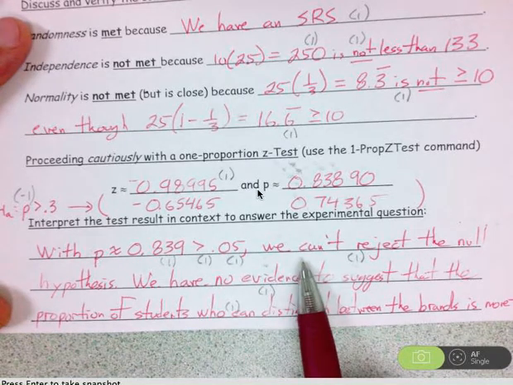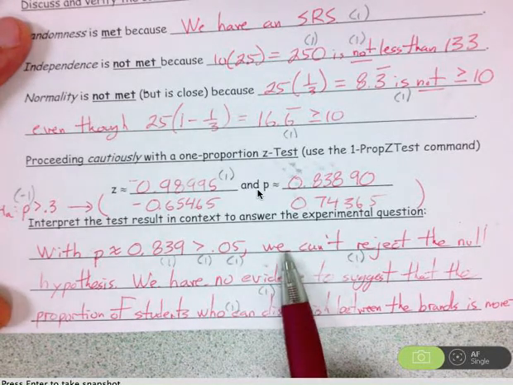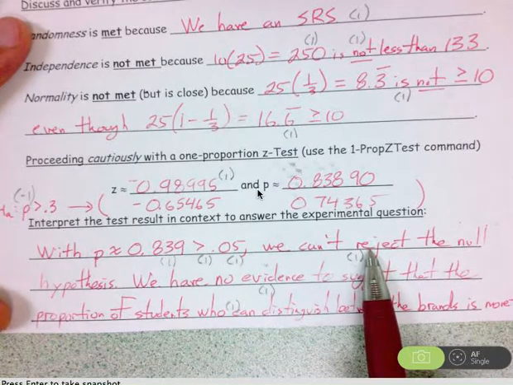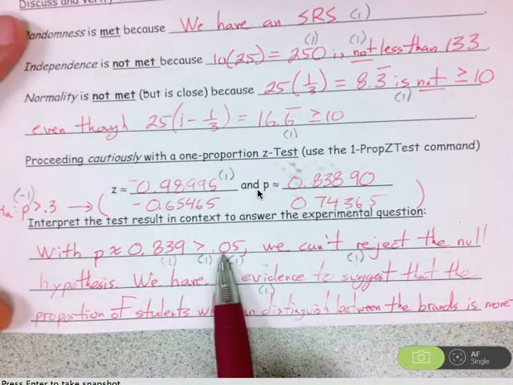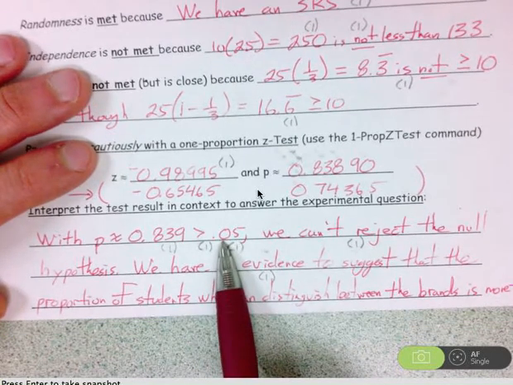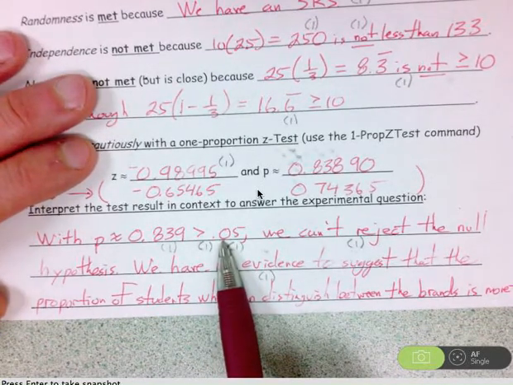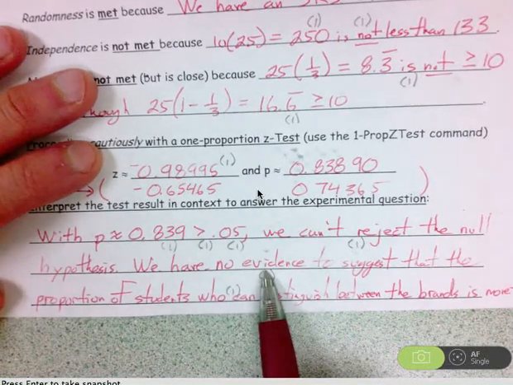Then you must say whether or not we can reject the null hypothesis. We can't reject the null hypothesis. So that's because the p-value is much larger than any reasonable level of significance. So now you have to write about the alternative hypothesis in context, and you really should use the word evidence.